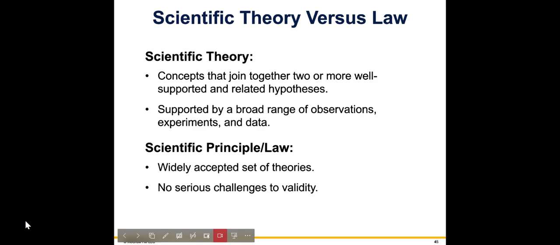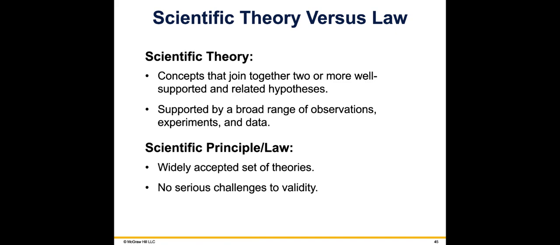And then, of course, a scientific theory is a concept that's going to join a bunch of related hypotheses together. There's a lot of data behind it. And it means that it's been around a long time and has a lot of tests. That doesn't mean it can never change. Science has backed some incorrect theories in the past. And then we have to change when the data changes and our conclusions change.